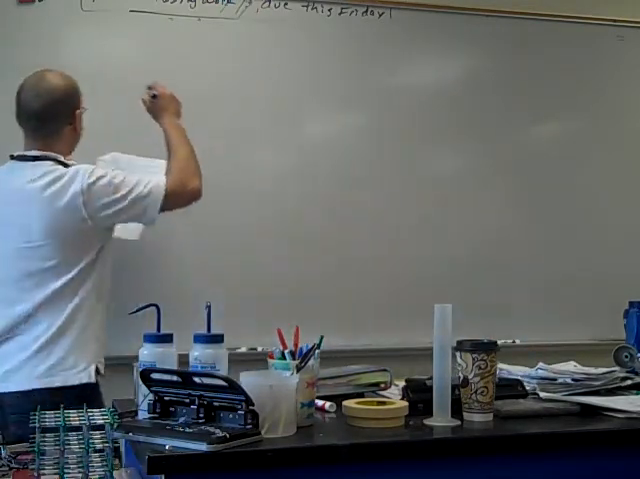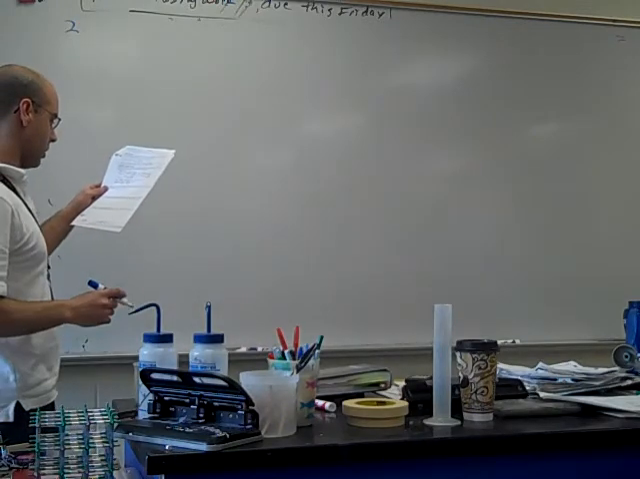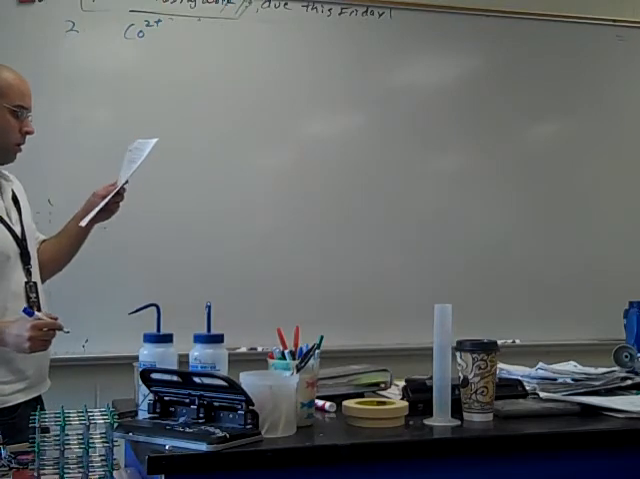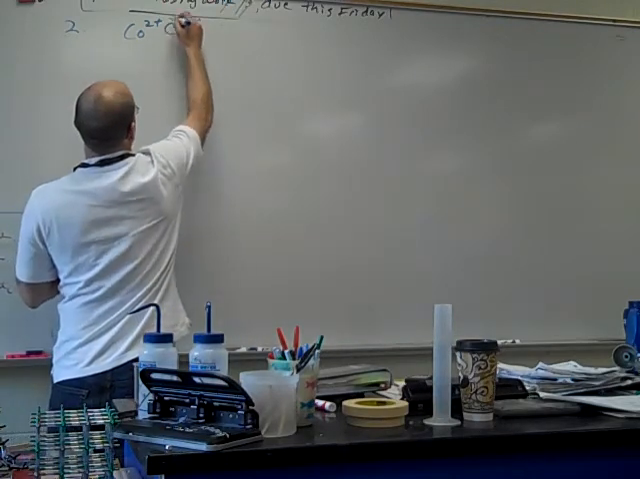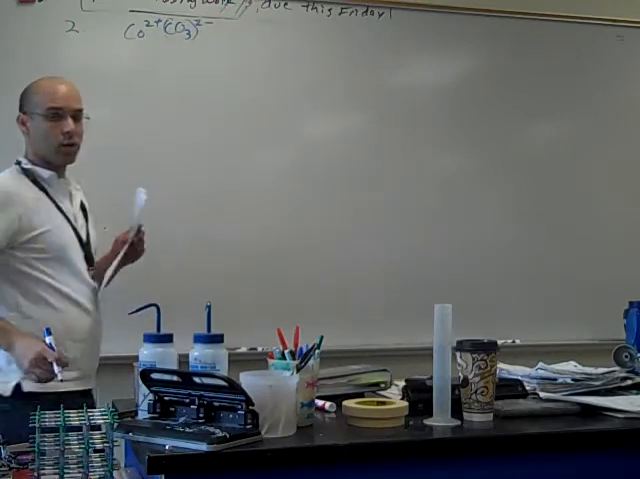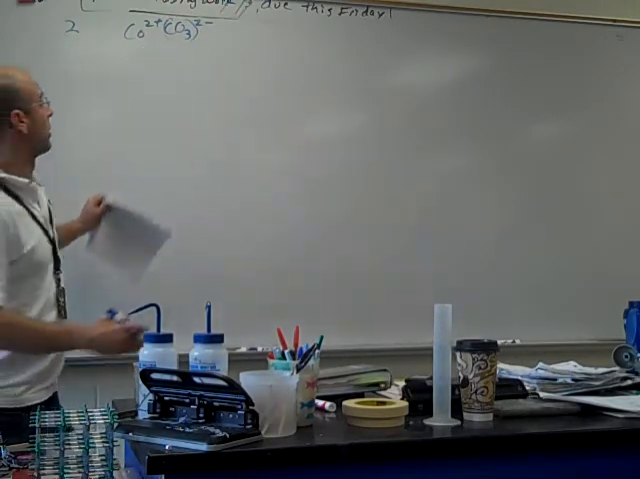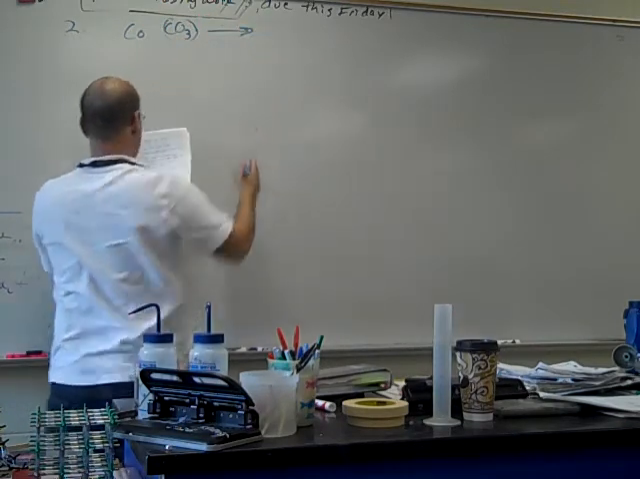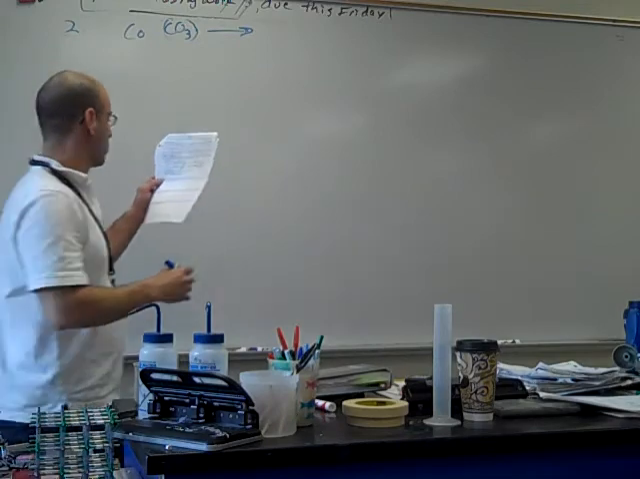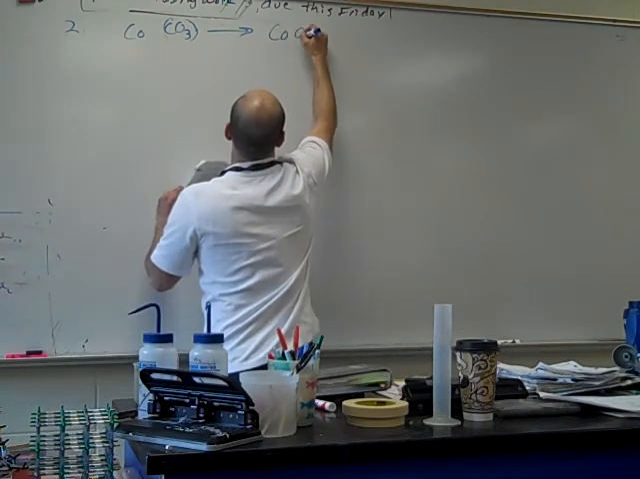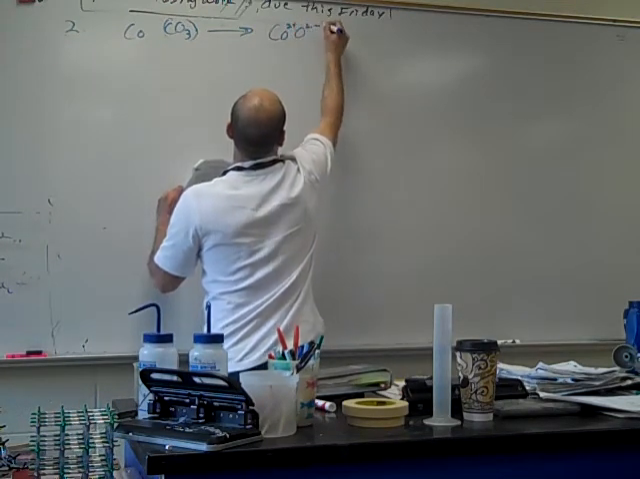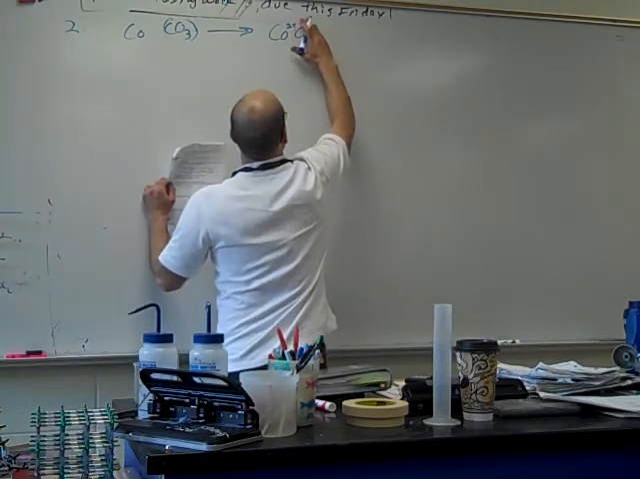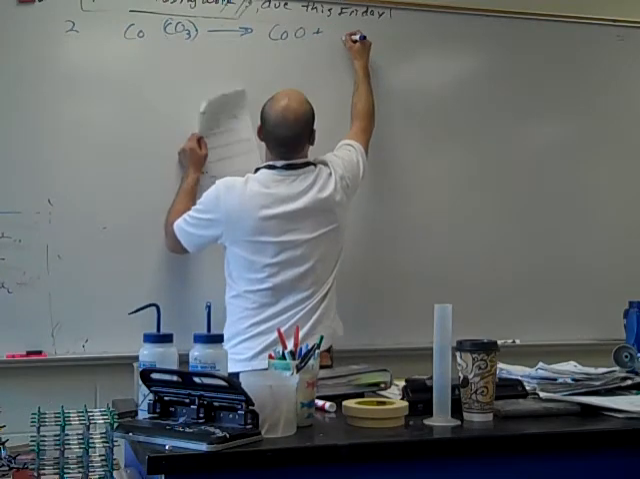Okay, so now we're going to do number 2. Number 2, we're decomposing cobalt plus 2 carbonate, CO3 with a minus 2. So that's cobalt carbonate. That's balanced. And it's decomposing into cobalt 2 oxide. That's balanced. And carbon dioxide gas.